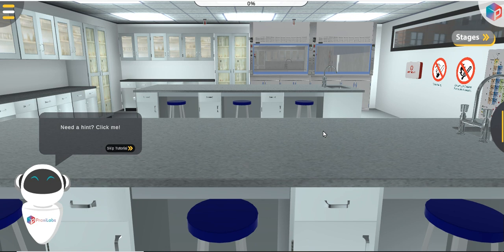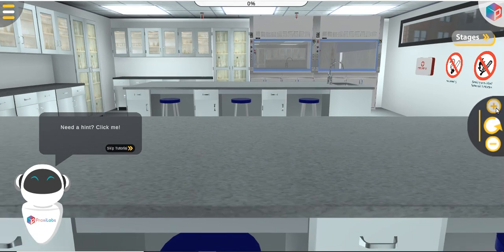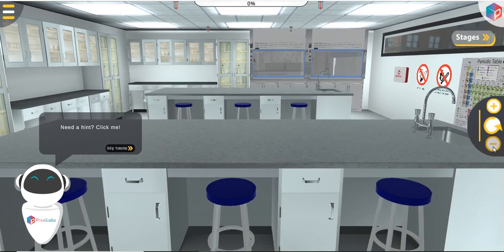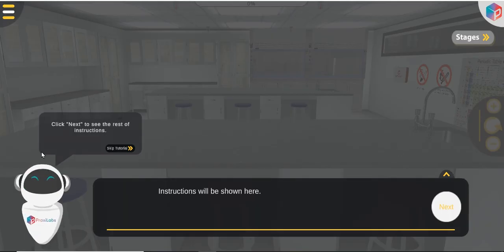Okay, hello, this is one of the virtual labs I was talking about. When you open it, it looks like what you are seeing on my screen here. It has some features, and you can zoom it in or out to make it larger or smaller to see what is there. You can also rotate it.